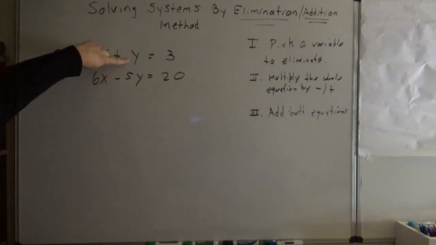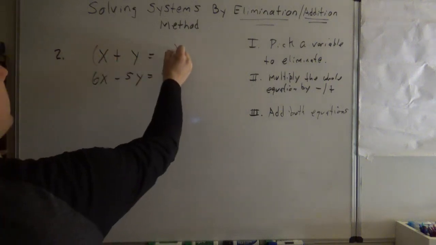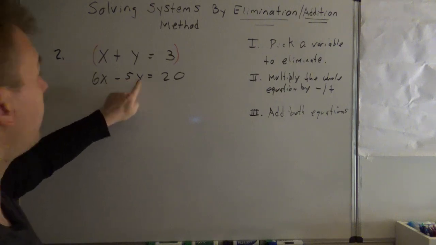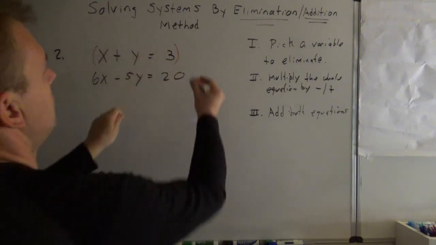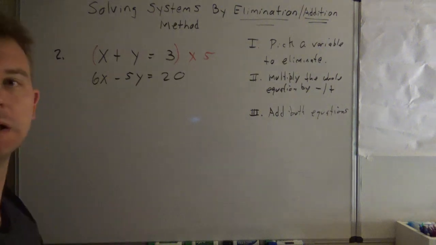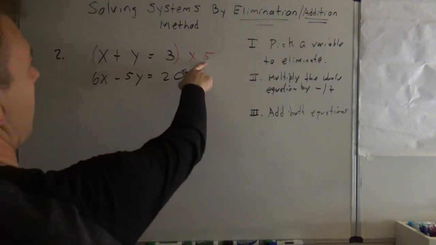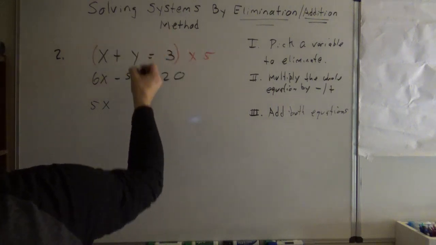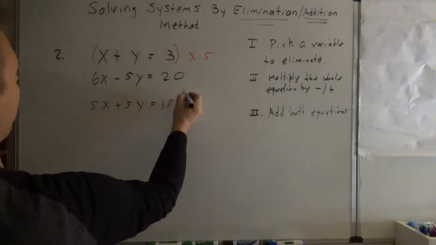Well, let's see. I got negative here already and a positive here. Well, why don't I take this one right here? Since there's a negative 5y and I got a positive y, why don't I multiply this by 5? And if you multiply that whole thing by 5, look what happens. 5 times x is 5x. 5 times 5y. 5 times 3 is 15.